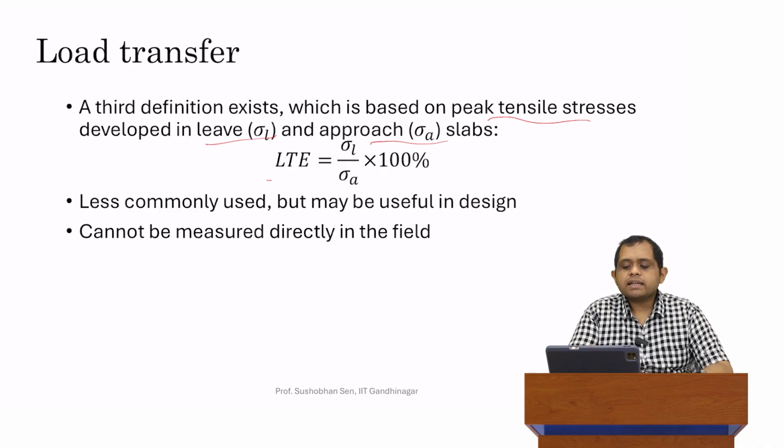And as you can imagine, LTE in this case is the stress developed in the leaf slab divided by the stress developed in the approach slab times 100%, where by stress, I mean the peak tensile stress, or what we can call the critical stress. Now, what is obvious is that this is based on stress, and stress is not something that we can directly measure in the field. Unlike deflection, for which we have geophones, actual instruments that can measure it, stress cannot be directly measured in the field. So this definition is not something you can actually use in, say, pavement rehabilitation, because you can't measure this value directly. It is rarely used, but it may be useful in design.